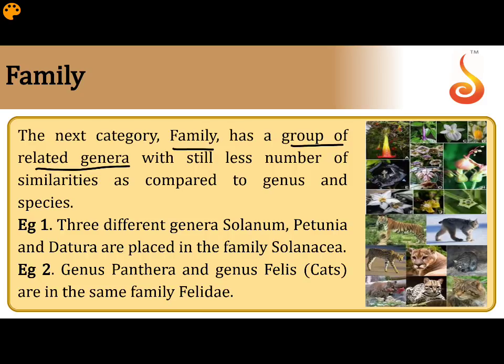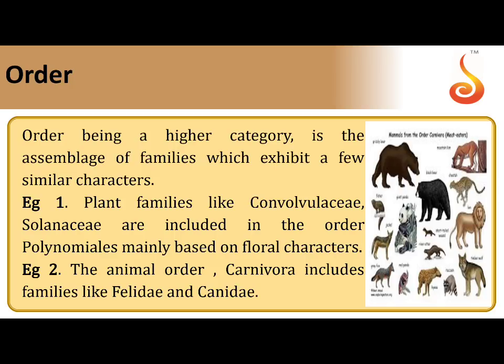Let us take an example. Solanum, just now we saw potato and brinjal come under this. Petunia and datura are placed in the family Solanaceae, whereas genus Panthera, just now we saw lion, leopard, comes under this category, along with the genus Felis, which is the cat family, forming a family called Felidae. So, gradually we are moving up in the taxonomical hierarchy.